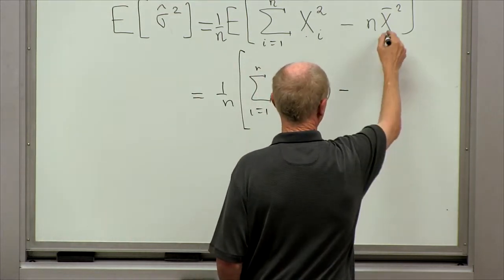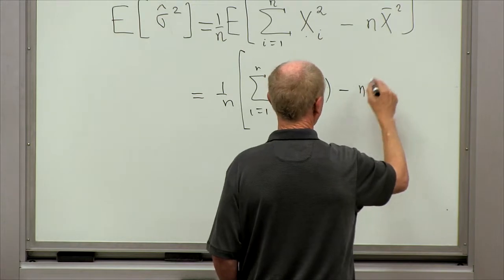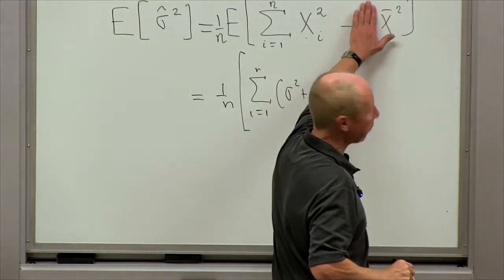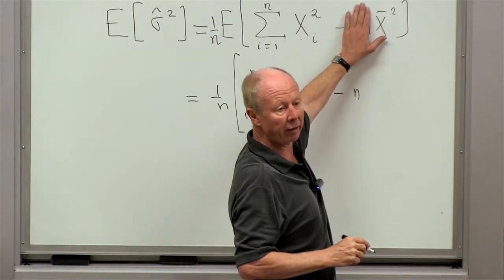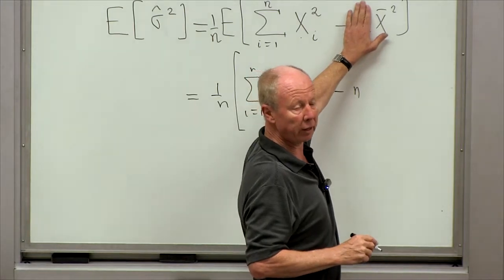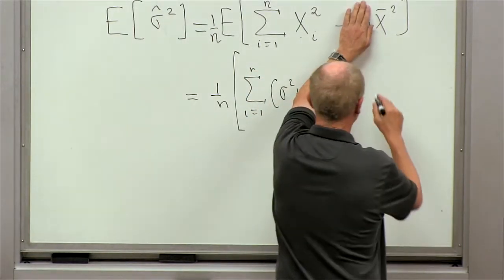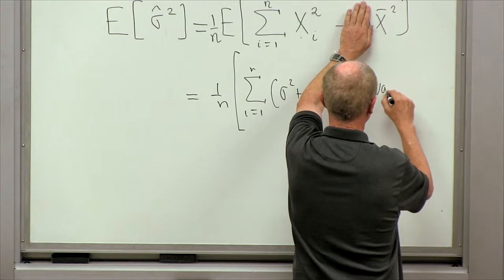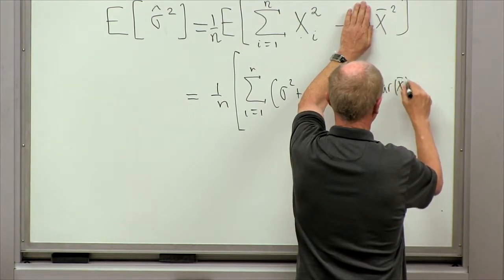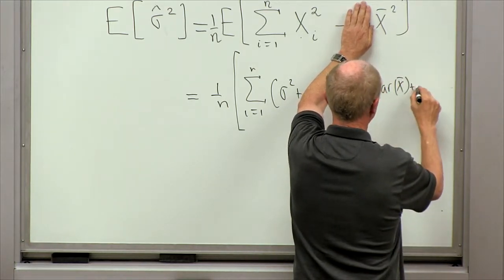And then over here we have n times the expected value of that random variable squared. So it'd be its variance plus its mean squared. What's the variance of x bar? Well, I'll write it this way. And what's the mean of x bar? It's mu.